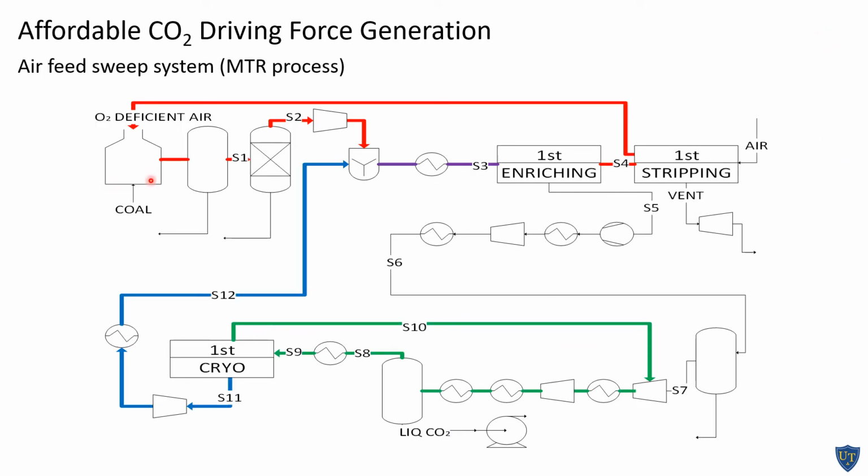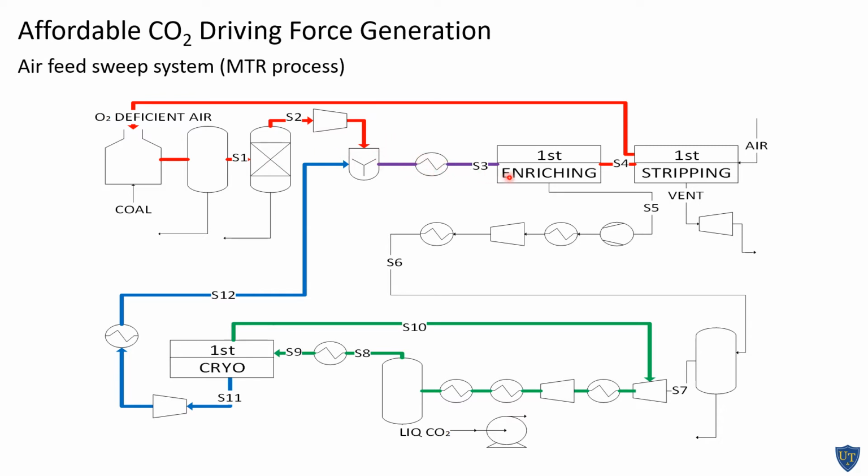What's shown here is the MTR process for CO2 capture. And we'll go through this in some detail. Let's start with where the gas leaves from the boiler. So this is the flue gas exiting. It will go through a first step where particulate matter is removed and then a desulfurization step before it will enter into the capture process.